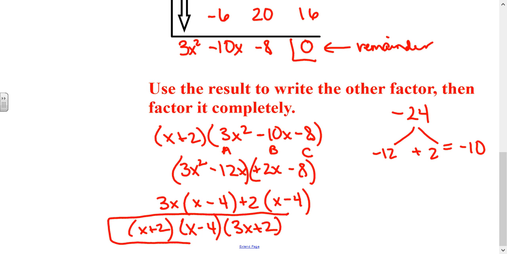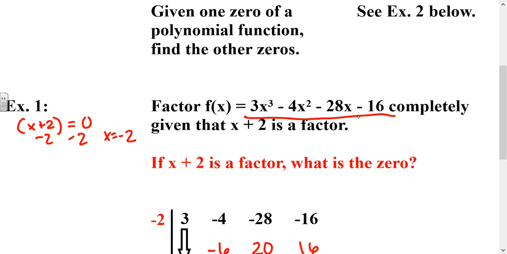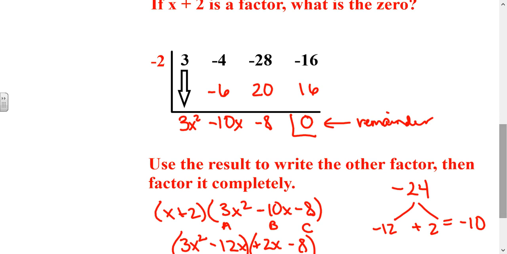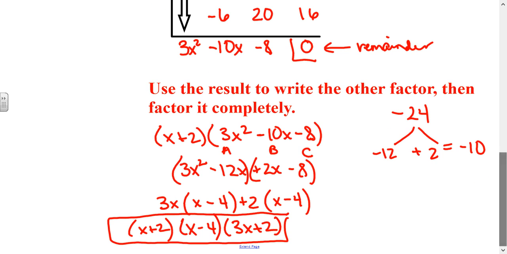so this would be the answer factored completely. So I started with this big function right here, and I couldn't do factoring by grouping, but I knew that x plus 2 was one of my factors, so I divided it by x plus 2, and I got this left over. And then I had to factor that using the AC method to get my other factor. So this would be the factored version of what we started with. So if I were to multiply these 3 things together, I would get what I started with.